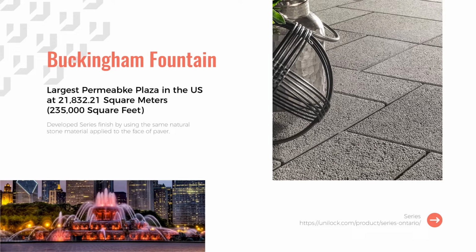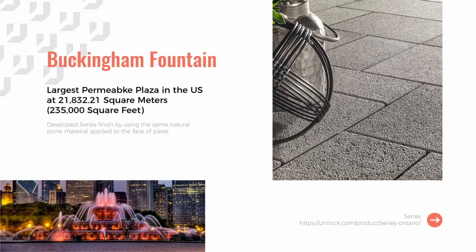Buckingham Fountain was completed in 2009 and was paved with our Eco-Priora permeable paver with a series finish. The significance of this project is the desire to maintain the appearance of the existing pavement material, but it was failing and needed to be replaced. There was also a need for permeable pavers to improve the drainage on site.